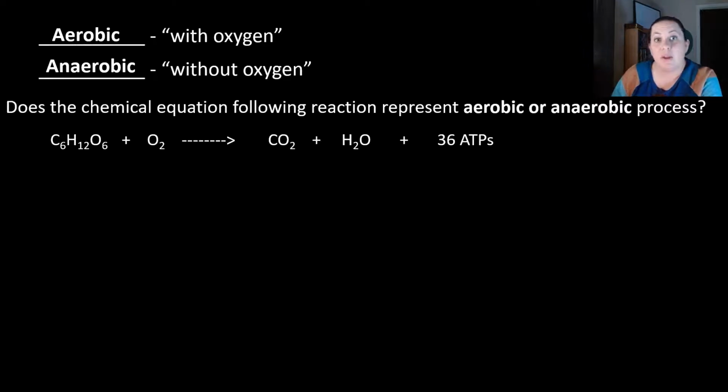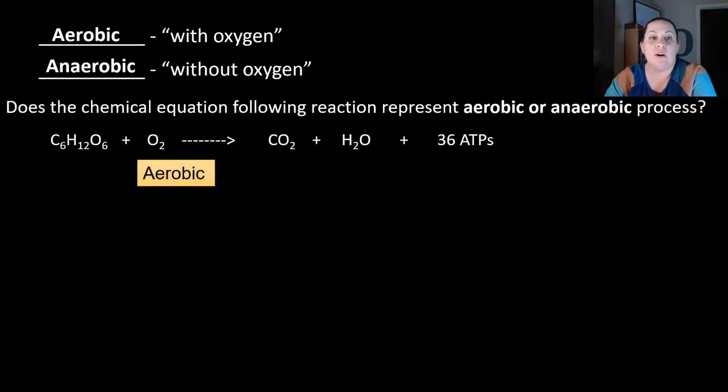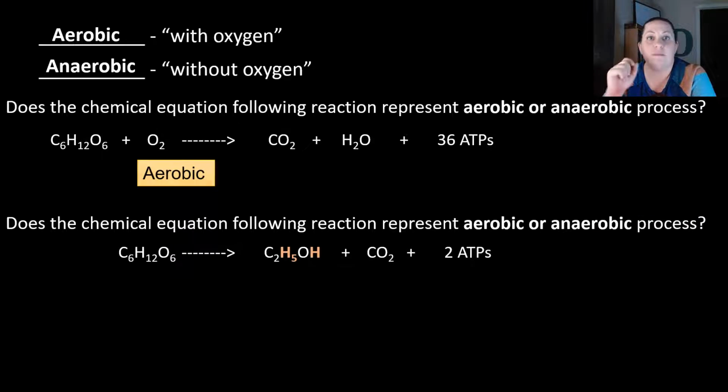So does the chemical equation following here represent an aerobic or anaerobic process? So I have C6H12O6 plus O2, which is oxygen, and we're going to convert this into CO2, H2O, and 36 ATP. So is this aerobic or anaerobic? In this particular case, this is aerobic because oxygen is present.